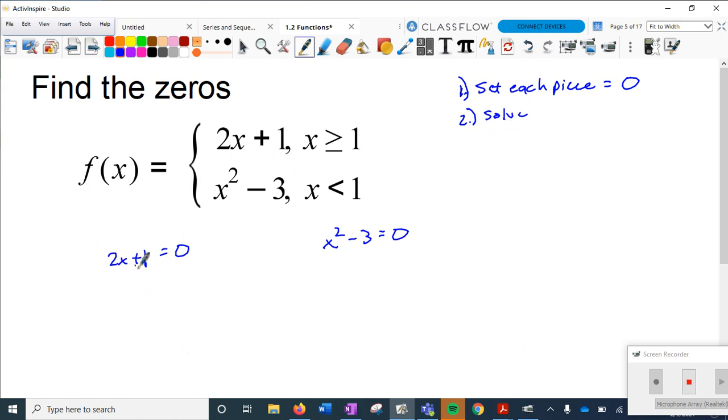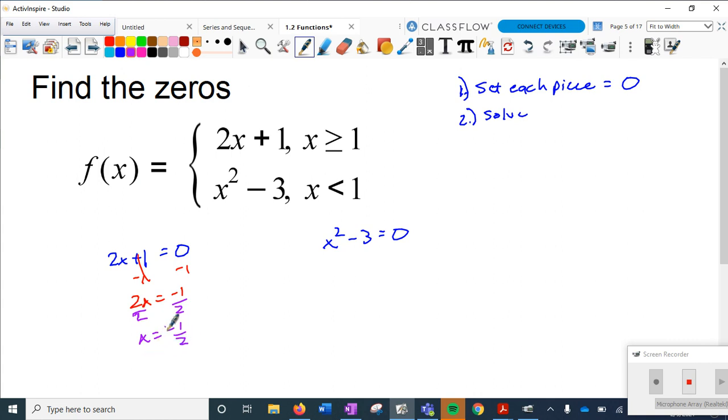Okay, so let's solve this one. Again, that should look familiar. We just did that. All right, minus 1, 2x equals negative 1. Then divide by 2, so x equals negative 1/2.